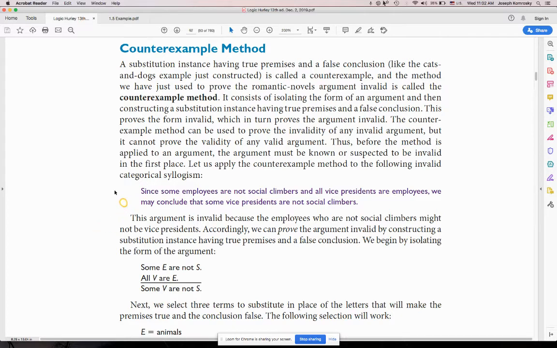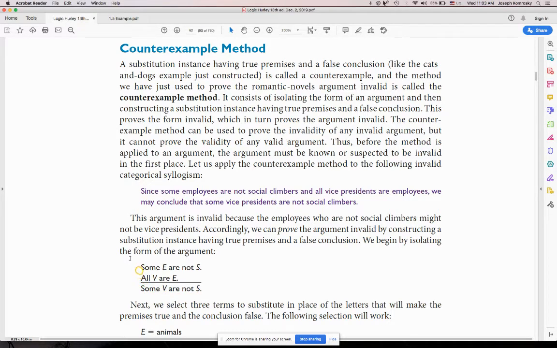So what he's doing is symbolizing. He's saying employees we'll symbolize as an E. Social climbers we'll symbolize as an S. And then he says all vice presidents. Let's use the first letter. All V, all vice presidents are E. All V are E. So what we've done is taken two premises here and symbolized them. Some E are not S, all V are E. And then we may conclude that some vice presidents are not social climbers. Some V are not S.